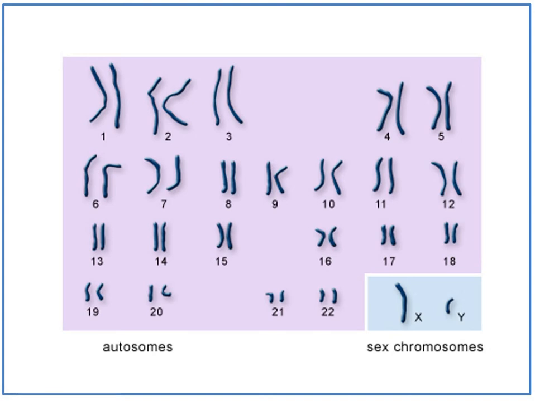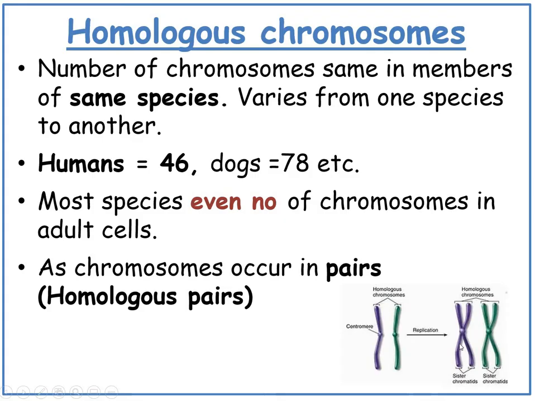Now, in human adult cells, we have 23 pairs of chromosomes. The first 22 are known as autosomal chromosomes, and the 23rd is known as the sex chromosomes, which can either be XY in males or XX in females.